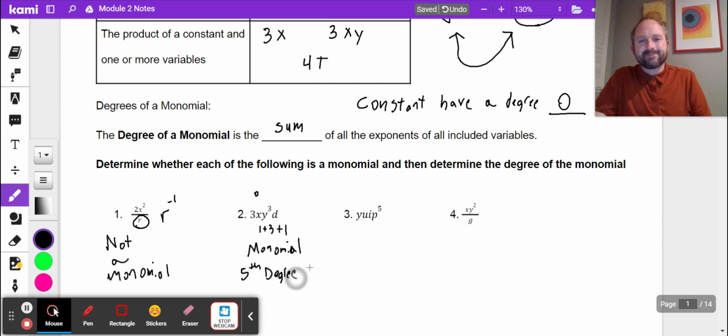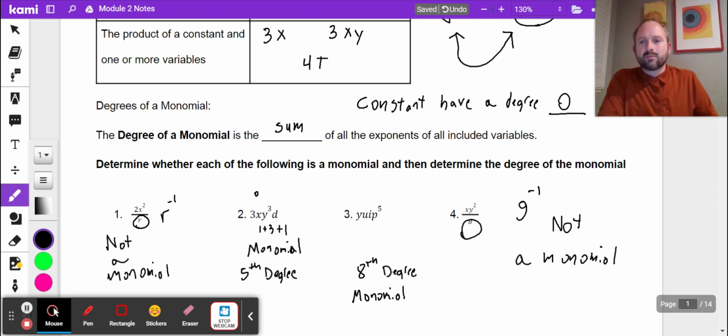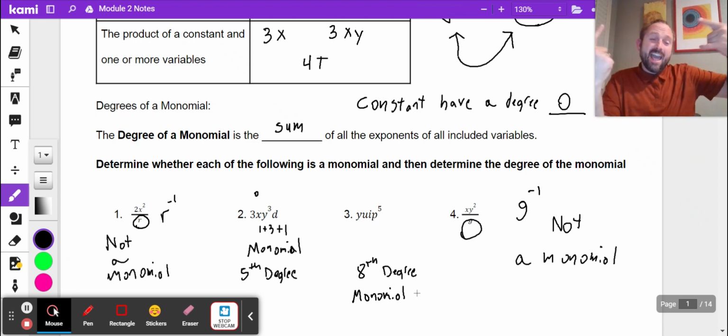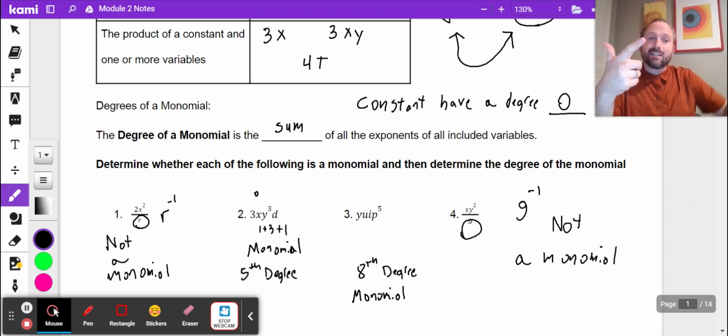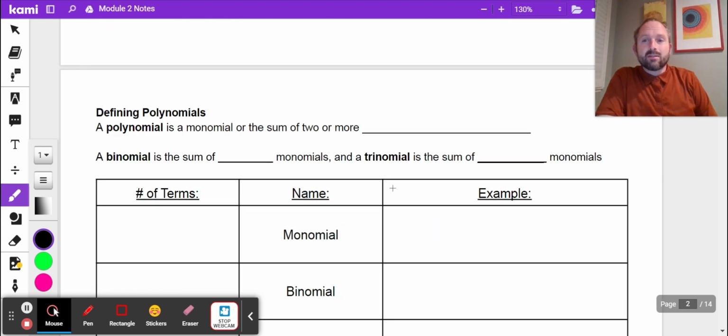Now I want you to try the next two. In 3, 2, 1, pause. All right, here's our little spot check. We got 8th degree monomial and not a monomial because it is a negative exponent. Let's go on, guys. So, defining polynomials again. A polynomial is a monomial or the sum of two or more monomials.